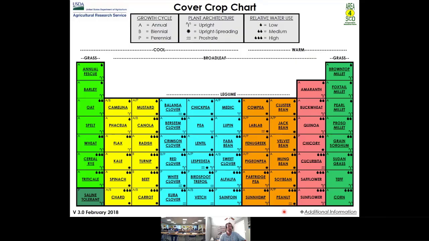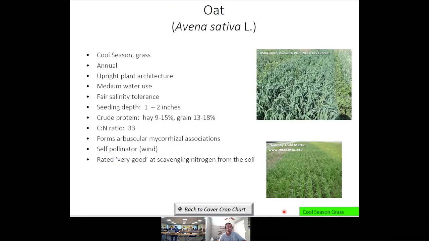Will it work? So the great thing about this kind of resource is that it's interactive to where you can click on one of those blocks and it will take you to a page like this.